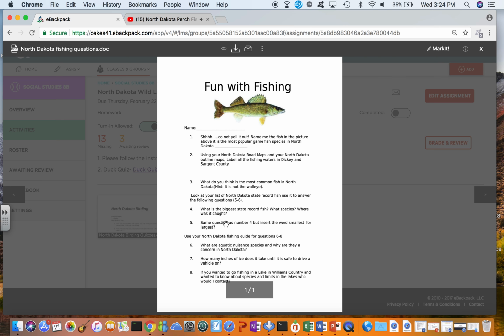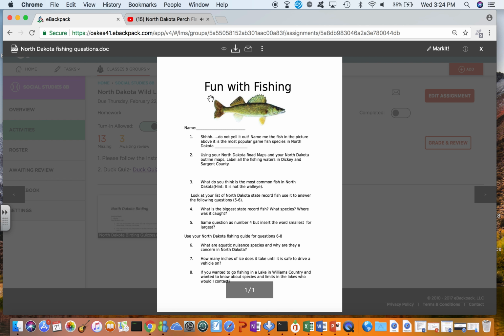I'm going to show you a couple of these, and I'm just going to tell you the answers on a couple of these. So just bear with me if I have to find a website. The fish at the top here is one of the most popular fish in North Dakota, and throughout the Midwest. That fish is a walleye.